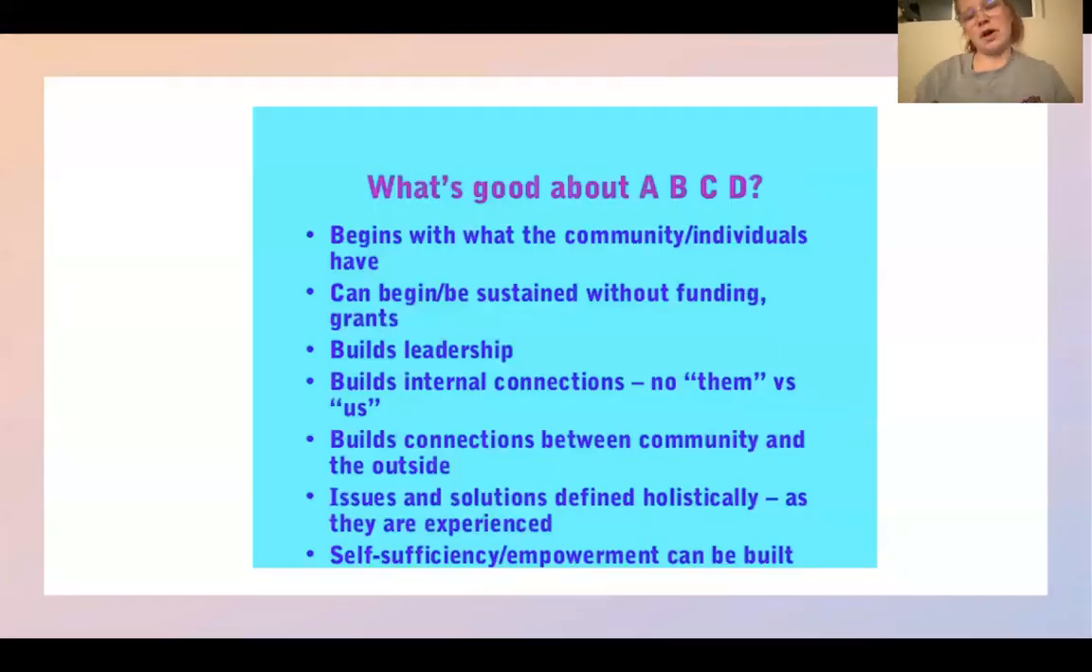So what's good? We went a little bit over this before, but it begins with the community and individuals and what they have. It can begin and be sustained without funding or grants. It builds leadership amongst everyone involved. It builds internal connections. There's no them or us, which goes back to relationship driven. It builds connections between the community and the outside. Issues and solutions are settled as they are experienced, and everyone is self-sufficient and empowered when it can be built.